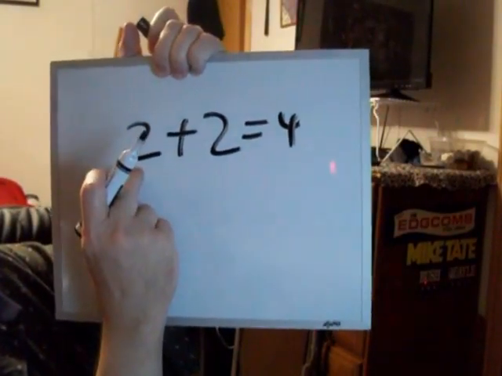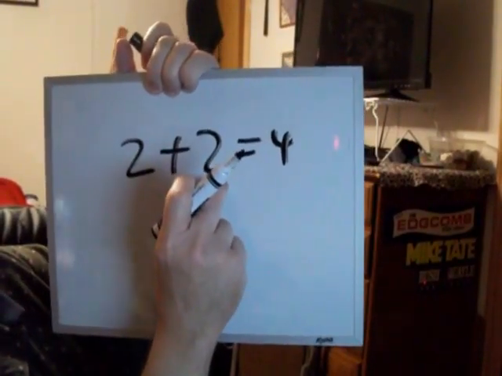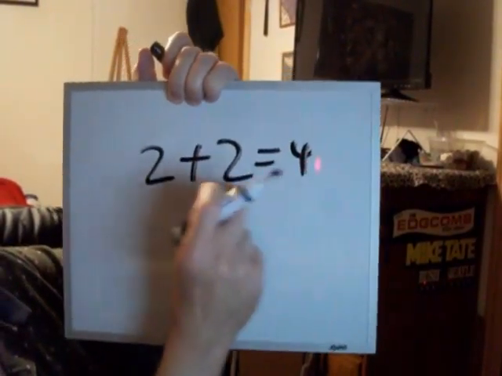The first term I will help you remember is the addend. What is an addend? The two numbers you are adding together are called addends. So, you have 2 plus 2 equals 4. What is an addend? That is an addend. That is an addend. Those are called addends.